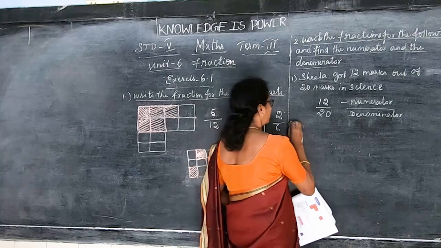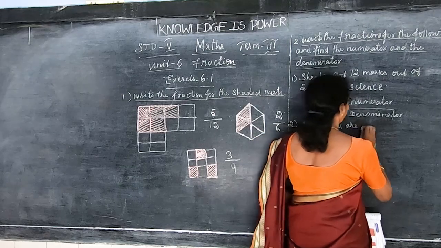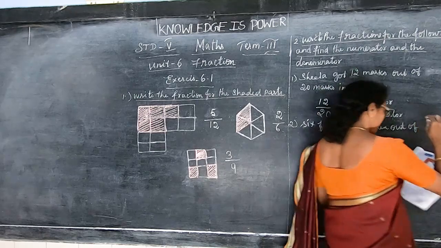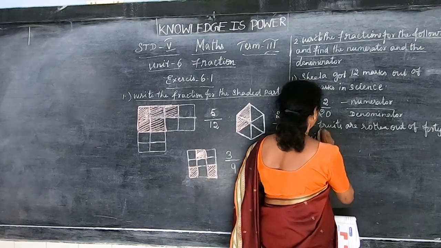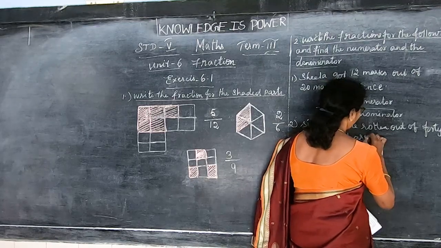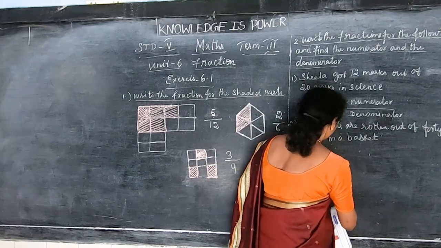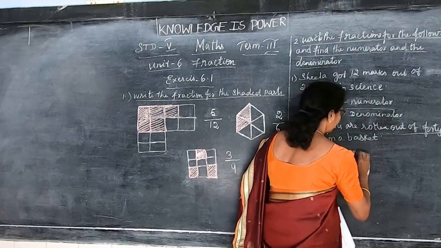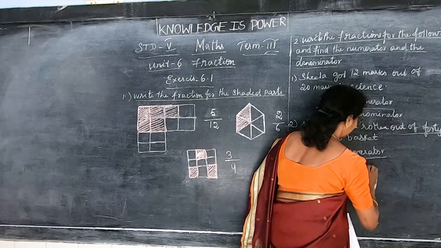6 fruits are rotten out of 40 fruits in a basket. Rotten means spoiled. So how many fruits are rotten? 6 fruits. Out of how many? Out of 40. So 40 is the denominator, 6 is the numerator and 40 is the denominator.